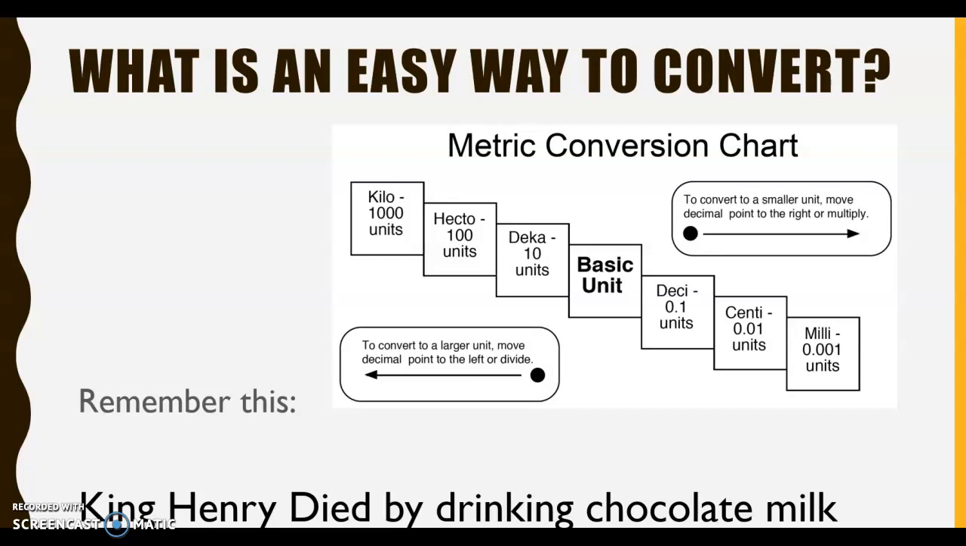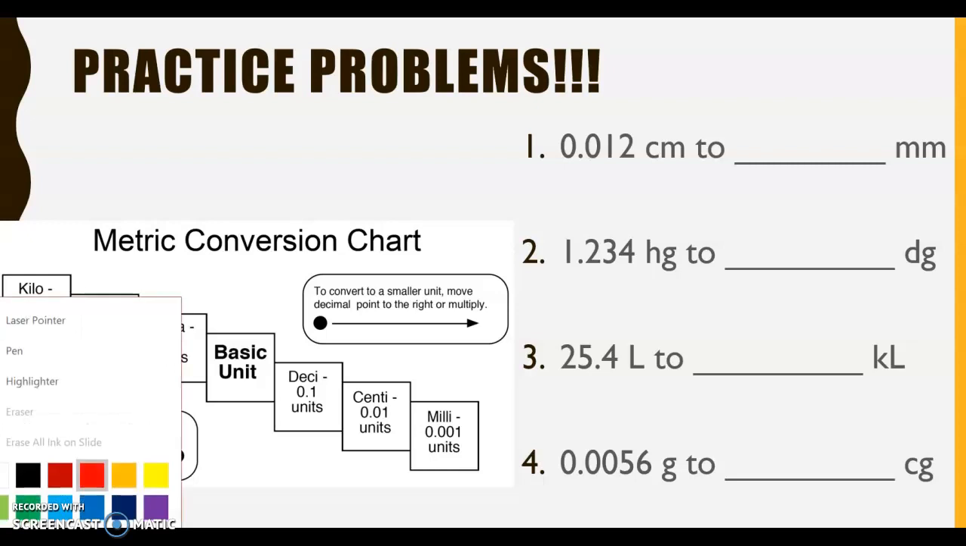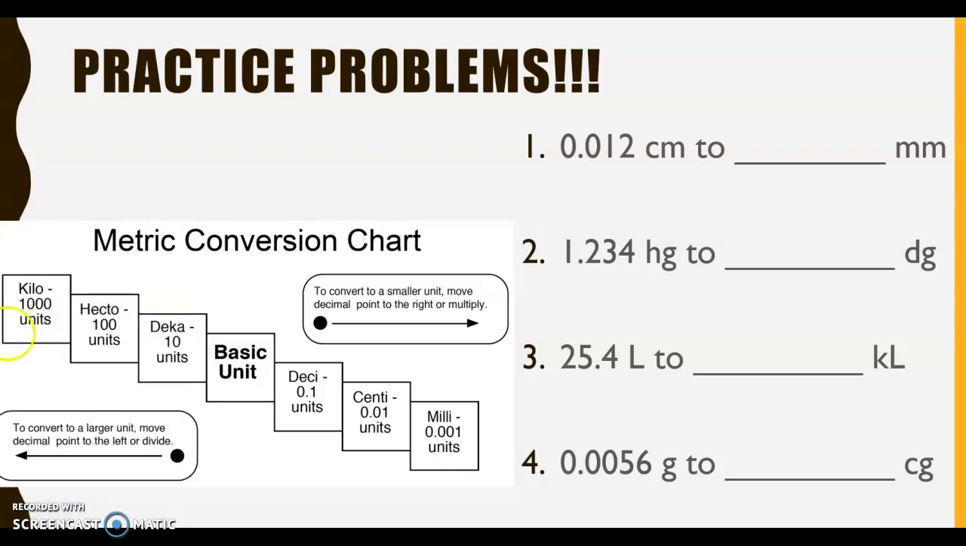And so to convert to a larger unit, you move to the left or you divide by that number. To convert to a smaller unit, you move to the right or you multiply. So every time I try to do the animation with this, it gets messed up. So let me try, oh, maybe I can use a laser pointer. So here, if you wanted to convert from centimeters to millimeters, you find centi, you find milli, and that just tells you that you're going to go one decimal place over. So that would be 0.12.